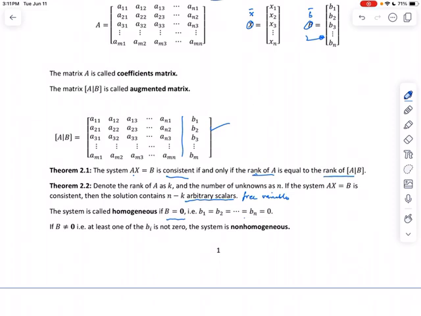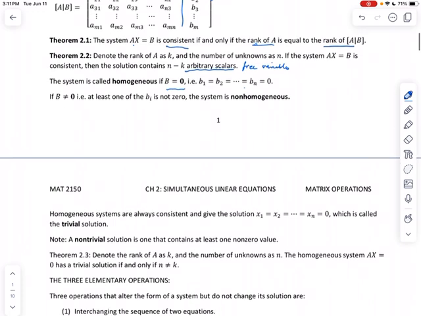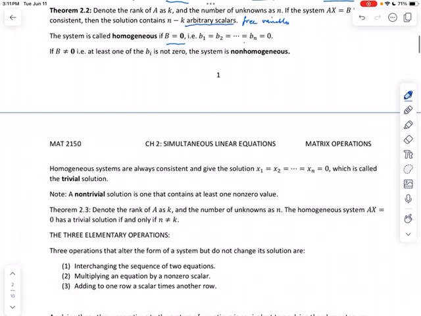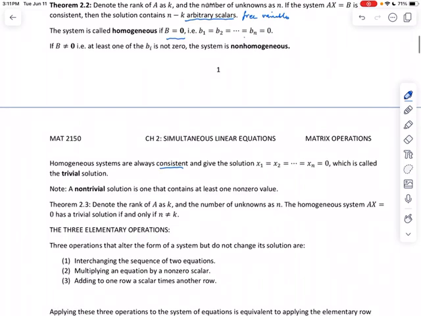Now if B is equal to 0, that is, the B vector is the 0 vector, then the system is called homogeneous. And if B is not 0, so if at least one entry in the B vector is not 0, then the system is non-homogeneous. Now homogeneous systems are always consistent, meaning they always have a solution, because the 0 vector is a solution, and it is called the trivial solution.